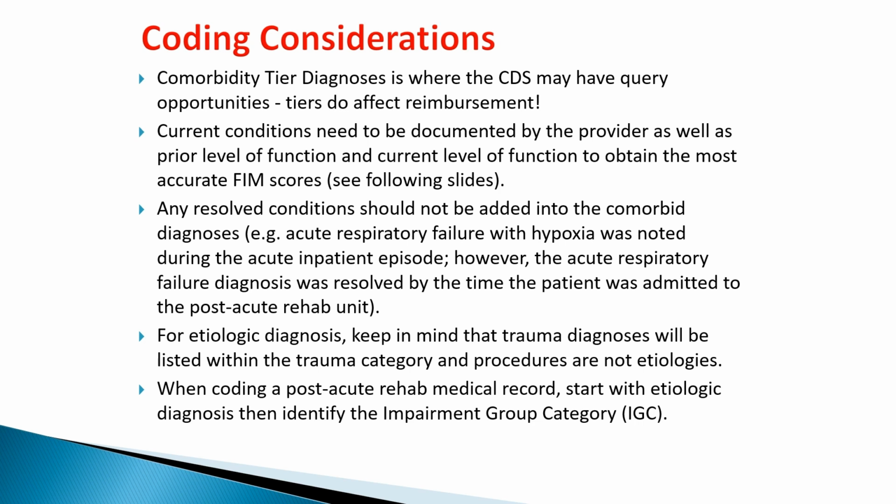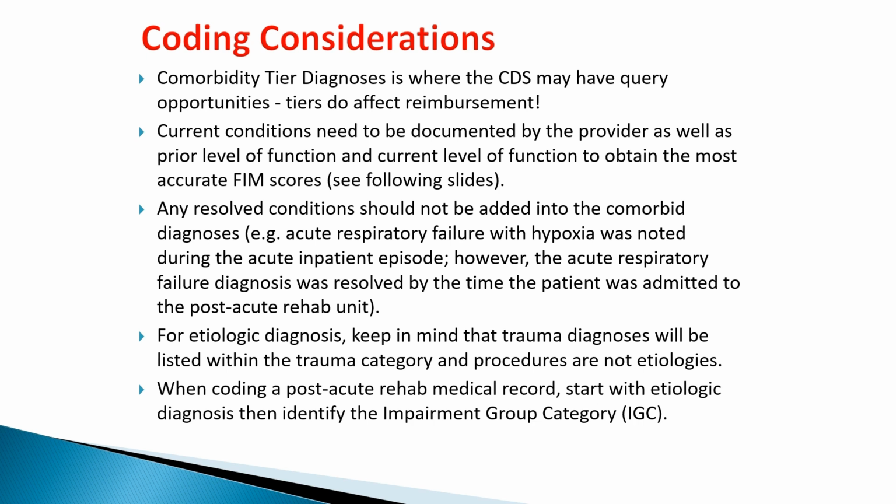Coding considerations. Comorbidity tier diagnoses is where the CDIS may have query opportunities. Tiers do affect reimbursement. Current conditions need to be documented by the provider as well as prior level of function and current level of function to obtain the most accurate FIM scores. See following slides.